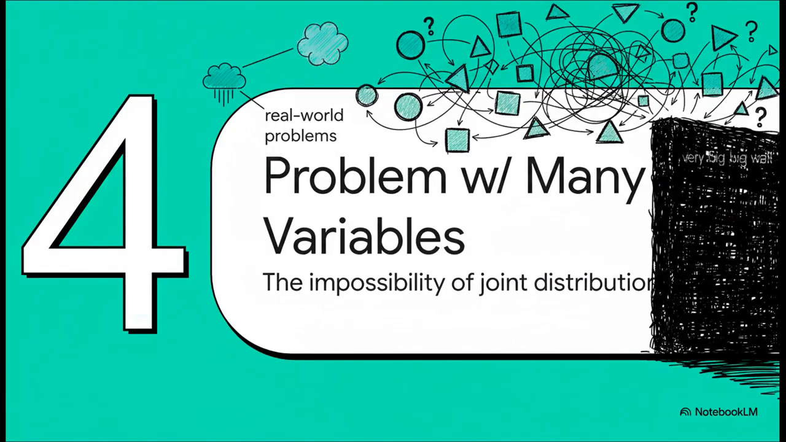Okay, so these tools, joint and conditional distributions, they work great for two variables, but here's the catch. Real-world problems are not that simple. They have tens or hundreds or even thousands of variables all interacting with each other. As we start section 4, we're going to see why our simple joint distribution table approach completely, utterly breaks down. We're about to hit a massive wall.